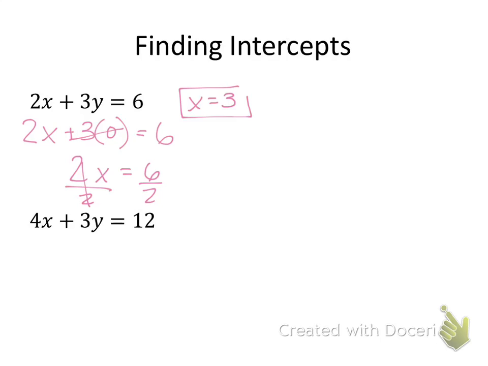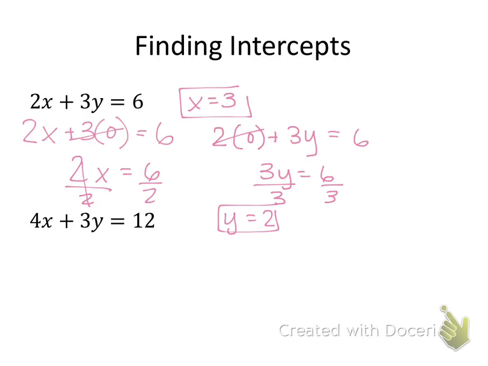So now I need to find my y-intercept. What do you think I'm going to do to find my y-intercept? William? Change the x to 0. Very good. Go back to the original problem and change the x to 0. So I have 2 times 0 plus 3y is equal to 6. What happens when I multiply 2 times 0? It's 0, so it basically just goes away. 3y equals 6. So then I divide by 3. And what is my y-intercept? 2. There you go, just like that. There's my x and y intercepts.